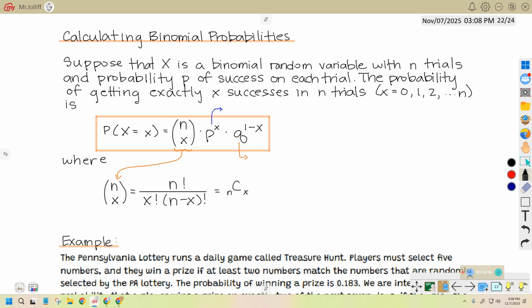Nah. This is where we get all the grumbling. This is why everybody hates the probability unit.